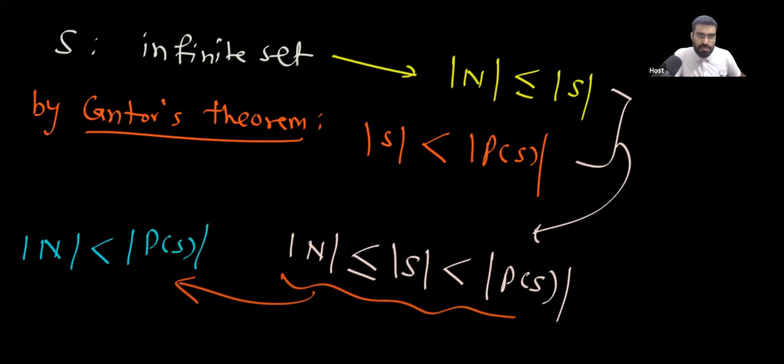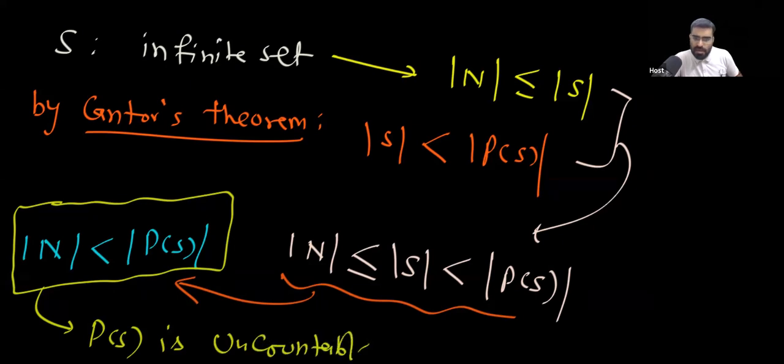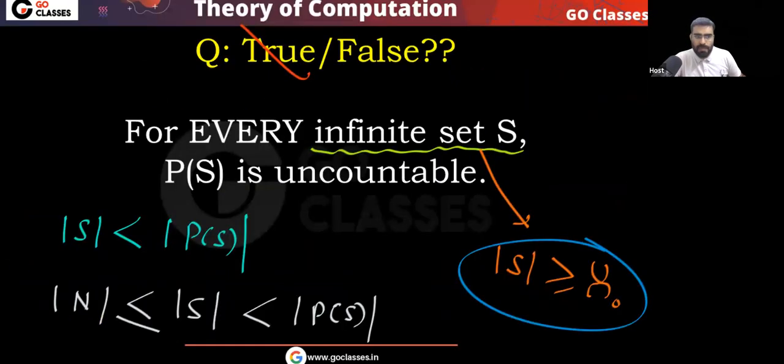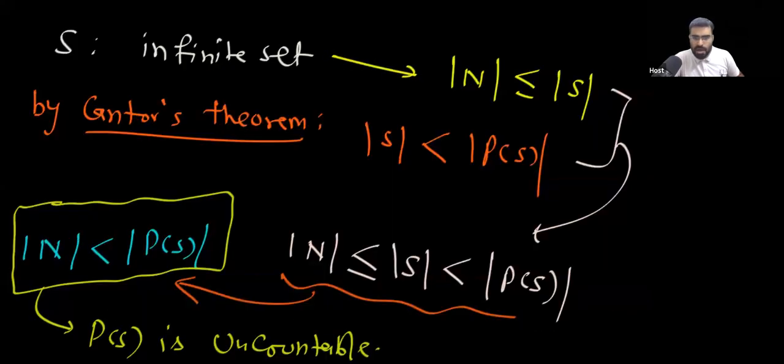What does this mean? From this equation, what we got is that cardinality of PS is strictly greater than cardinality of N. That means PS is uncountable. Yes or no? Agree with me? So remember, this statement is true: for every infinite set S, the power set will be uncountable.